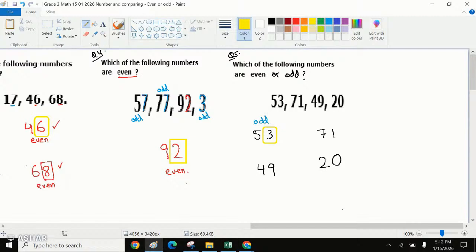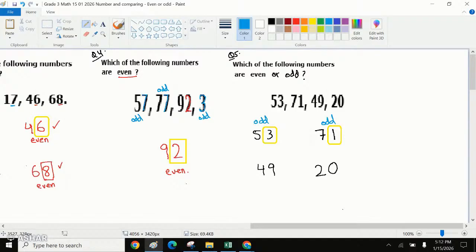What about 71? What can we say about 71? Is it even or odd? Seventy-one. Hi, Rebecca. We are doing even and odd numbers today. We know that 71 in the ones position has a 1. So anything that ends with a 1 would always be odd.